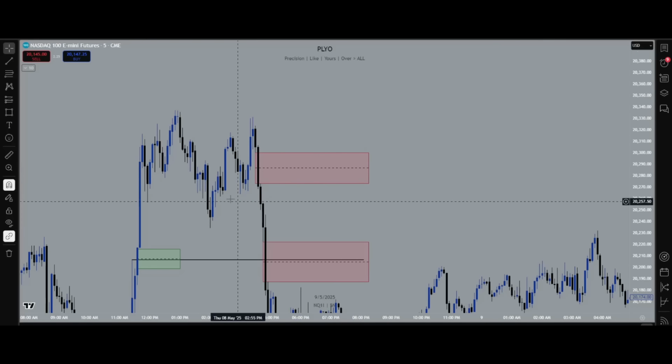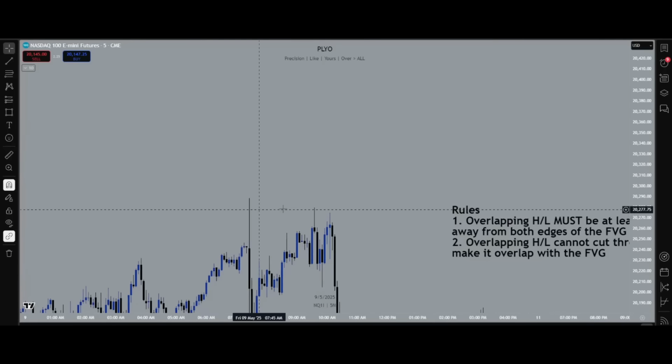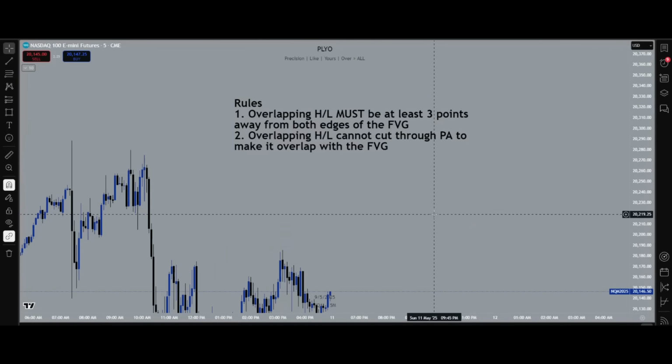What we are looking for, once again, is something like this, or this low. We don't have to get through anything else before we get it through this bearish FEG. It just simply goes straight through to the bearish FEG. That's what we're looking for. Okay, so moving on to rule number 3.